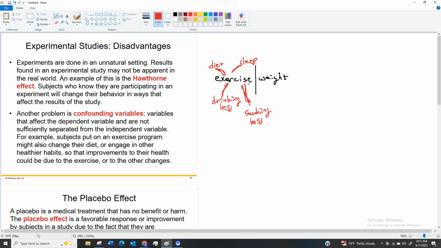And so you don't know when the study is done if the exercise program is what caused any changes in weight, or whether it was one of these things or a combination of these things. And those are called confounding variables. I always think of it like Scooby-Doo, like, oh, you confounding kids, you messed up my plan. And that's what confounding variables do. They mess up the plan, they mess up the determination of the relationship.